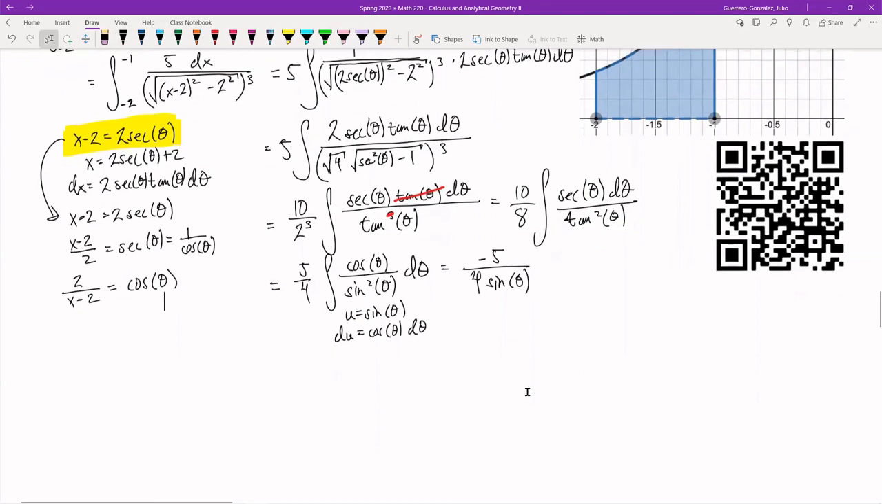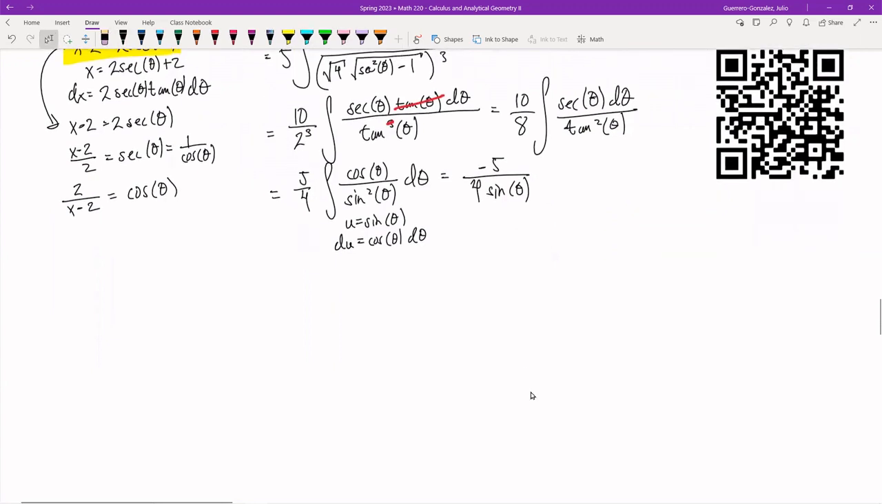Okay, so if you guys remember from pre-calc, we can set up a triangle with this thing, right? Any which way you want to do it, it should get you the same answer. So let's say this is my angle theta, right? Cosine is adjacent over hypotenuse, right? So my adjacent is going to be 2. My hypotenuse is going to be x minus 2.